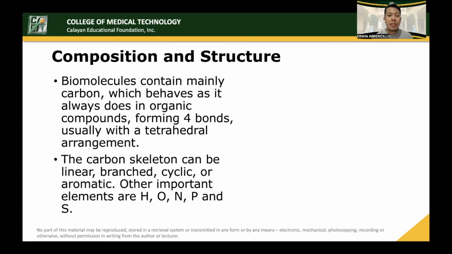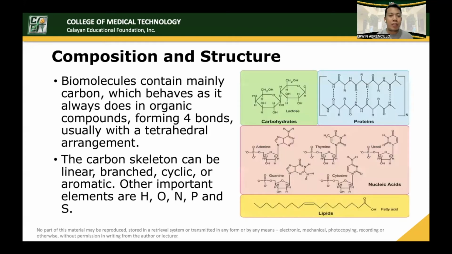So other important elements are H or hydrogen, oxygen, nitrogen, phosphorus, and sulfur. So that's why if we are talking about the elements inside the human body, just think of John PS. Carbon, hydrogen, oxygen, nitrogen, phosphorus, and sulfur.